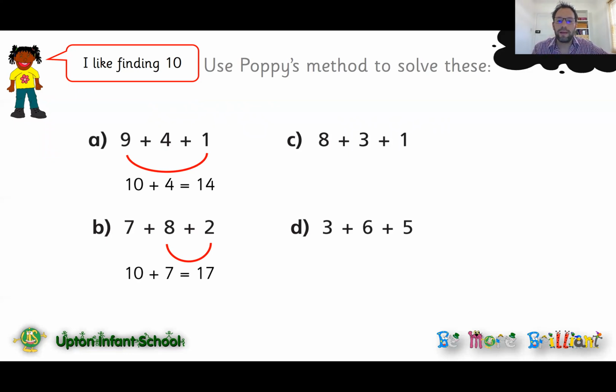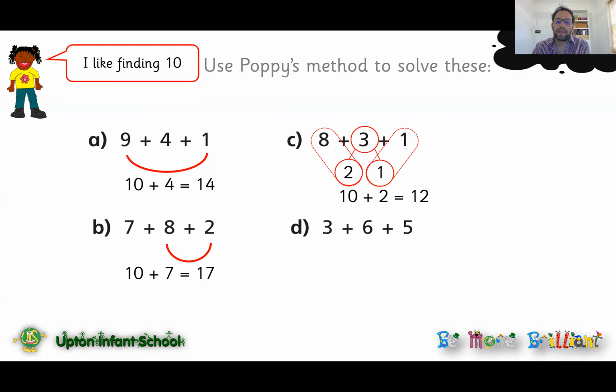Question C. I can't see a way of making 10 there. We're going to have to partition, aren't we? We're going to have to partition 3. And if we partition 3 into 2 and 1, that means we can make 10 with the 8 and the 2. And then the other numbers, the 1 and the 1, make 2. So we've got 10 add 2, which equals 12.